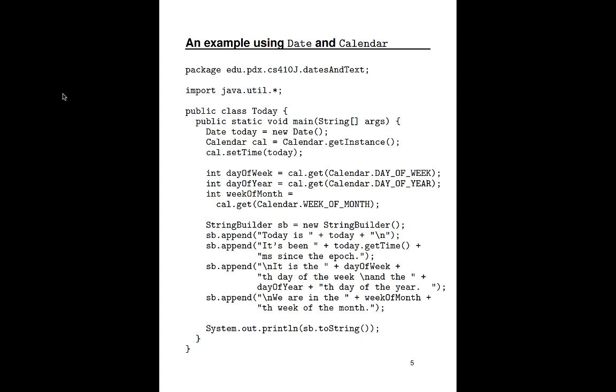Now we can use that calendar object to get information about that date. So we can call the get method on the calendar with the constant DAY_OF_WEEK. That'll return, well, the day of the week, similarly for the month of the year and the week of the month. Now we can create a string with a bunch of information about the date, which is ultimately printed to System.out. So we append the Date object itself to the StringBuilder. That will automatically invoke the toString method of the Date object. Then we'll call the getTime method on today to learn how many milliseconds since 1970 it's been. And then we can print out the day of the week, the day of the year, and then the week of the month.